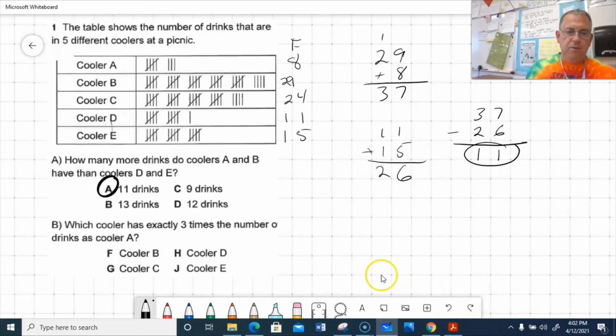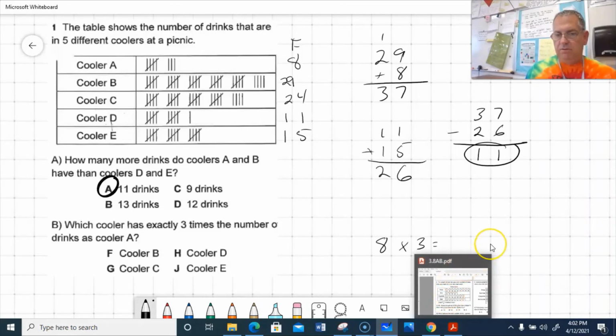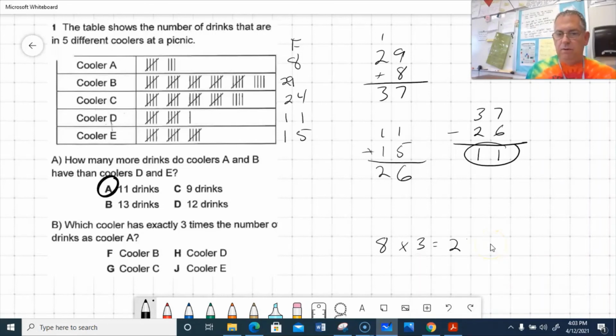B. Which cooler has exactly 3 times the number of drinks as cooler A? Okay, we'll look at cooler A. So cooler A has 8 drinks. To figure out 3 times as many, we do times 3. What is 8 times 3? Yep, 8 times 3 is 24. And we look at the coolers. Cooler C has 24 drinks, so cooler C would be answer choice G.